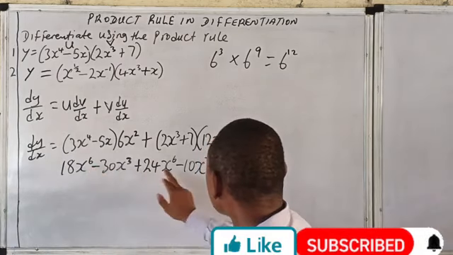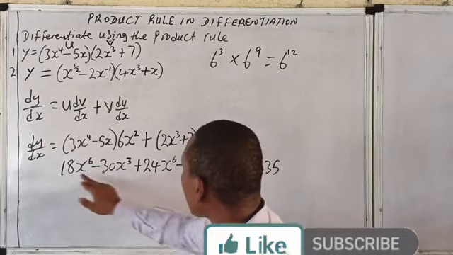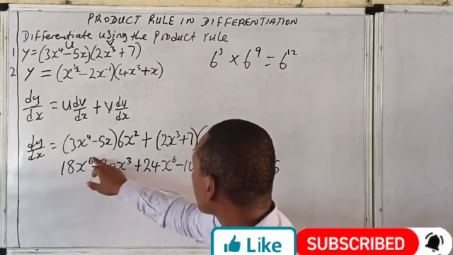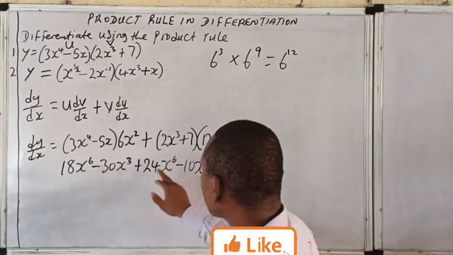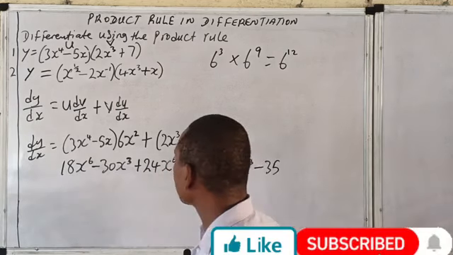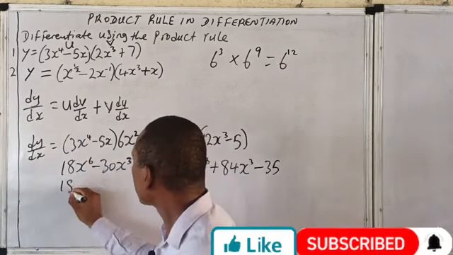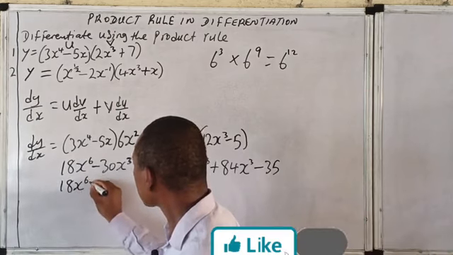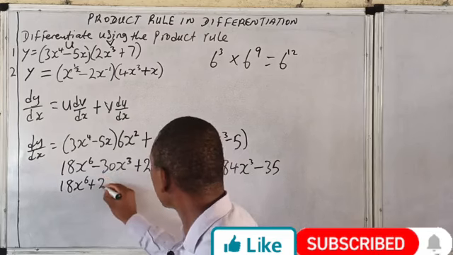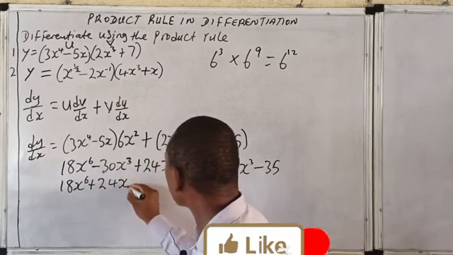Here is raised to power 6, here is raised to power 6. So we collect like terms. This and this are alike because the x is both raised to power 6. So I'll add this and this together. So we now have plus 24x raised to power 6.